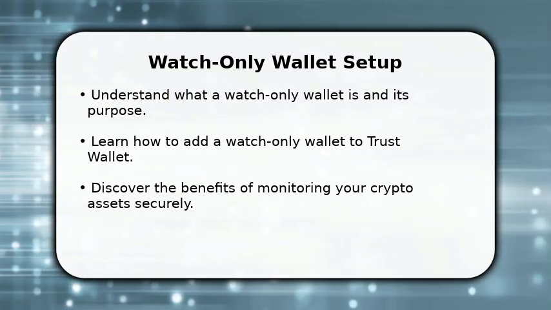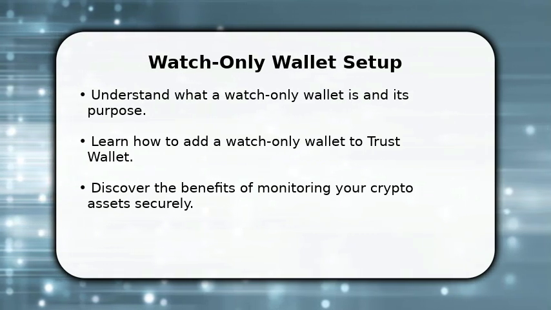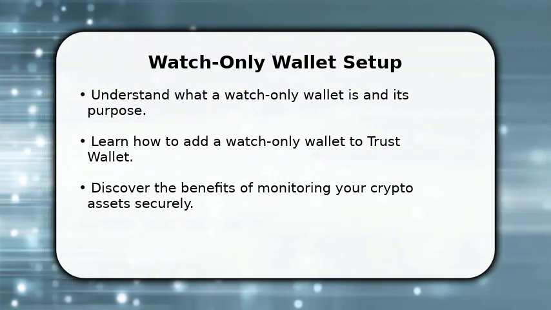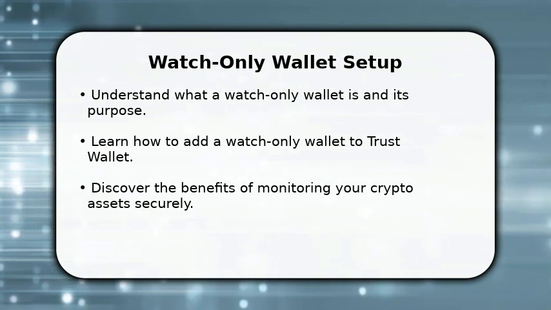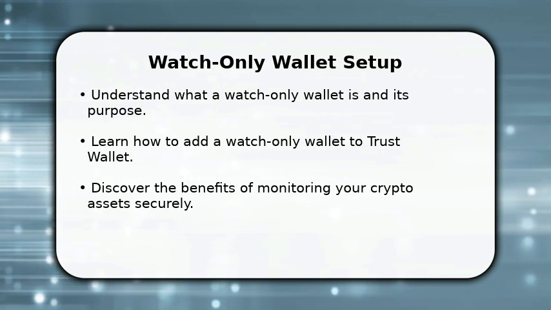In this video, I will explain how to activate a watch-only Trust Wallet. First, open your Trust Wallet app and navigate to the main wallet screen. You'll need the public address of the cryptocurrency you wish to monitor.